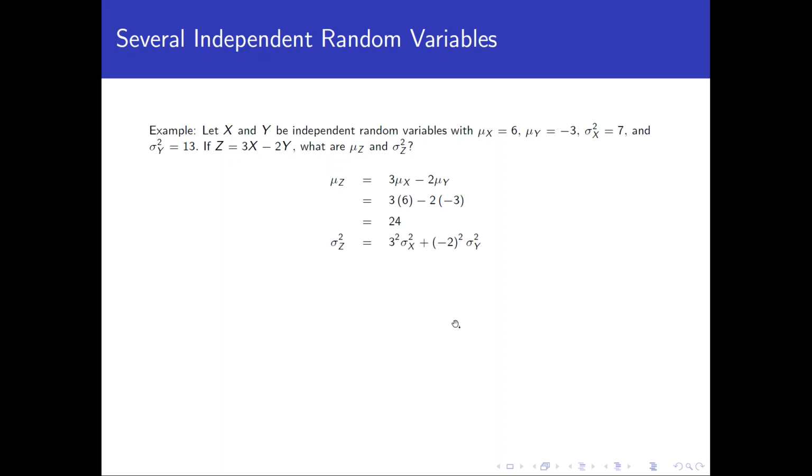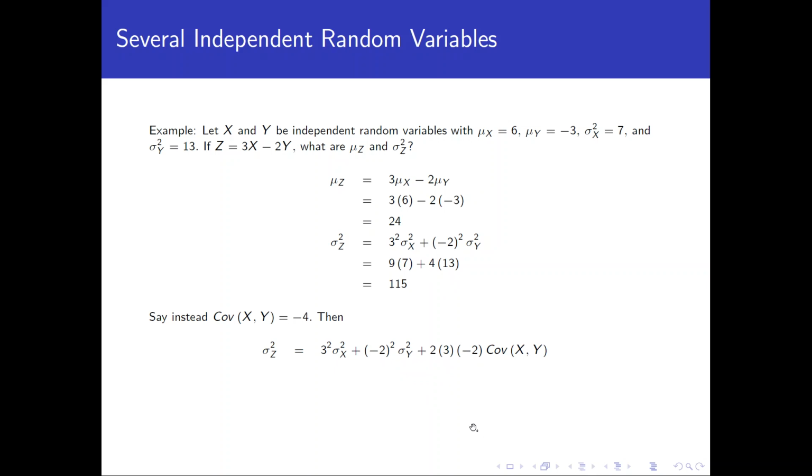The variance you do is something similar. They're independent, so I don't have to worry about the covariance piece. But remember, we have to square the individual coefficients in this case. So we square the 3. We square the negative 2. That's important. We don't want to subtract variances here. We're always going to add variances. So now we get 9 times 7, 4 times 13, which gives us 115.